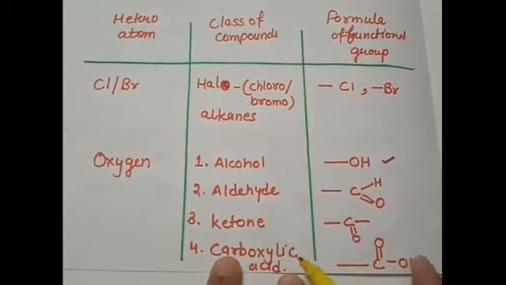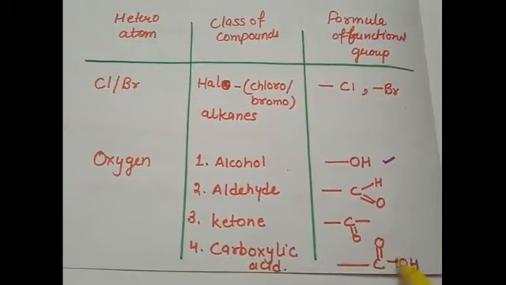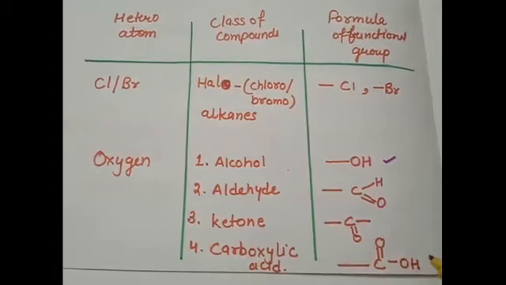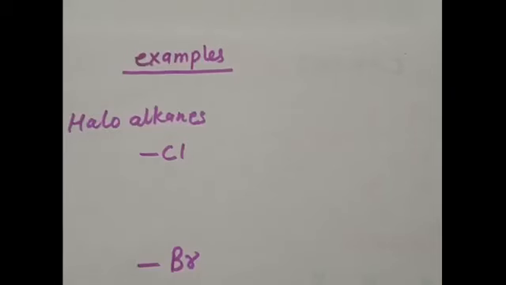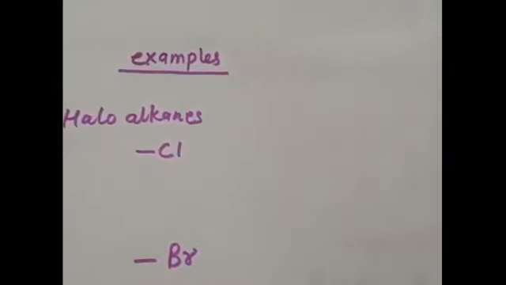Then we have the carboxylic group or carboxylic acid. That is COOH, C double bond O and C single bond OH. So when this replaces one hydrogen on either a carbon chain or carbon ring, it is known as the carboxylic group. Now let us do some quick examples of each of these functional groups.